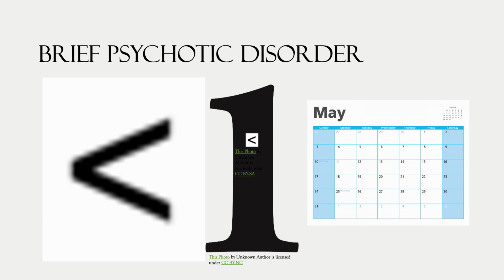Brief psychotic disorder. This disorder has sudden onset of psychotic symptoms lasting at least 1 day but less than 1 month. Etiology is unknown. Incidence and demographics are unknown, though it does say it occurs more in younger clients, between the ages of 20 and 30. There is a possible risk factor with family history of psychotic disorder.